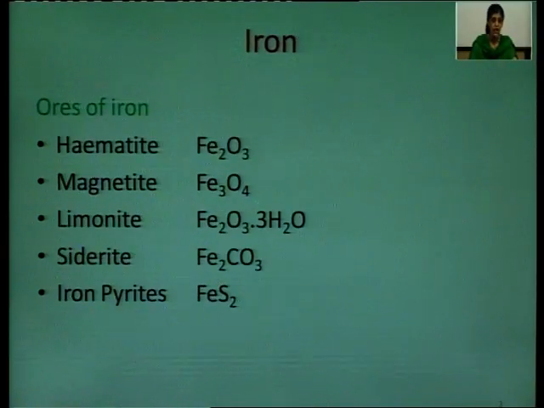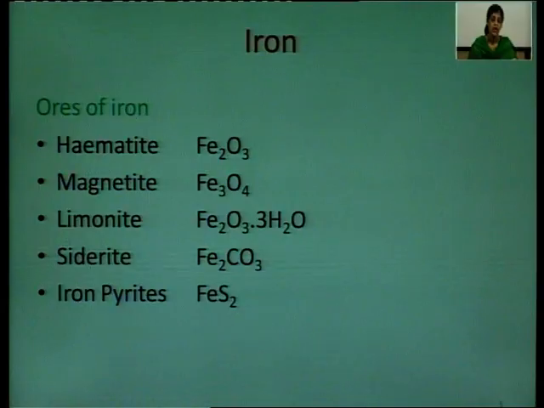Now, what is iron? Iron, as we know, it is found in the earth's crust and it is the most abundant element that is present, and we have various ores of iron. The first ore of iron is hematite. Just see, this is hematite. Its formula is Fe2O3.